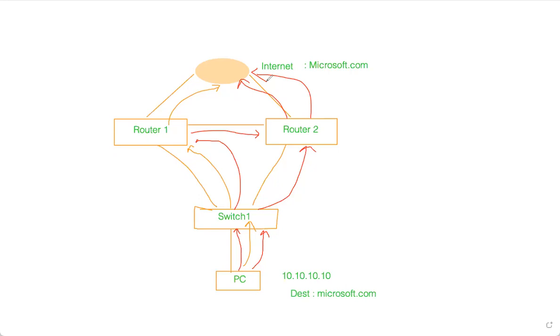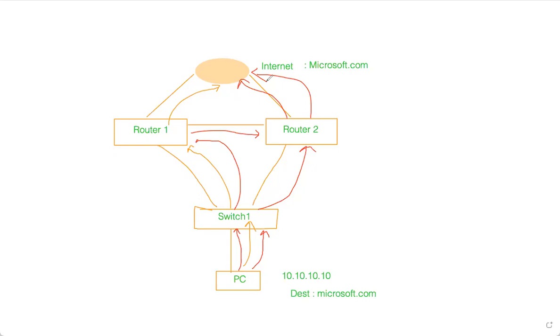Like, router 1 and router 2. So you're saying router 1 has an IP address, router 2 has an IP address. Lowest IP address, depends upon port number.